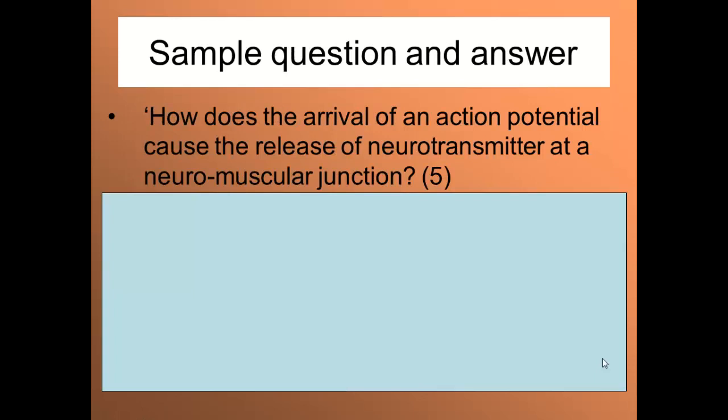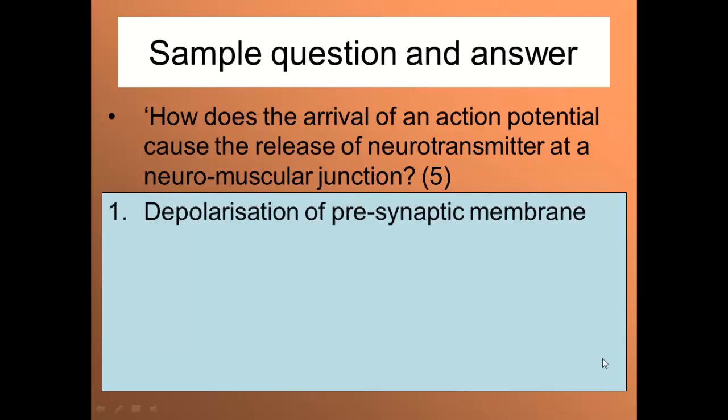Sample question and answer. Here's your sample question. How does the arrival of an action potential cause the release of neurotransmitter at a neuromuscular junction? 4-5 marks. Pause the video, have a go at this, and then look at the 5 bullet points that I'm going to bring up. Pause between these two beeps. Beep. Beep. Here we go with the answers.